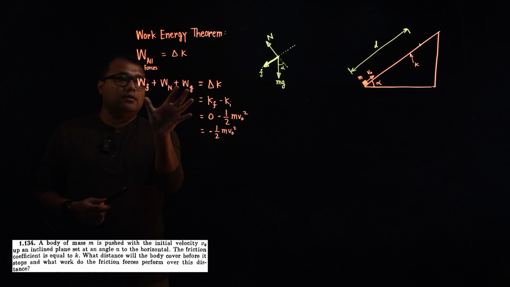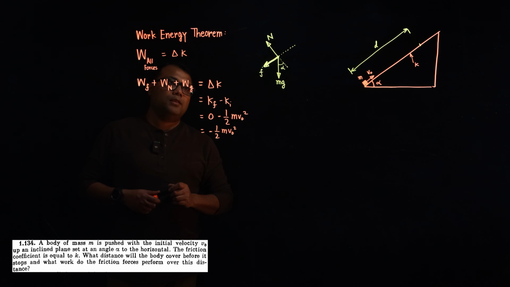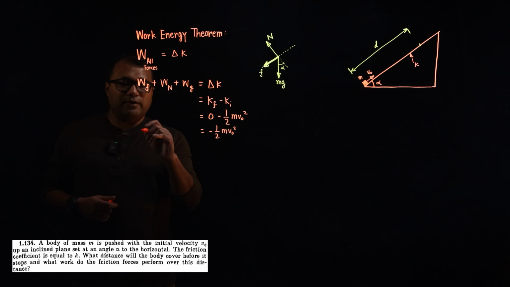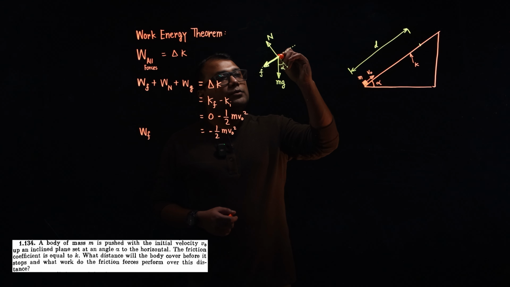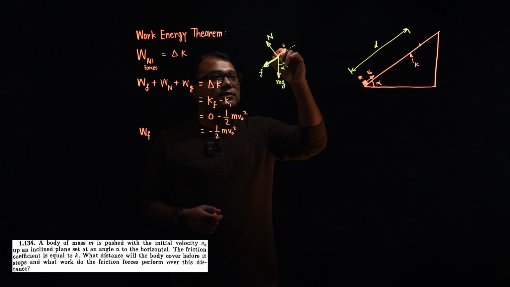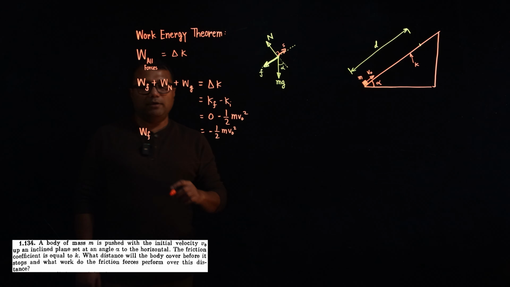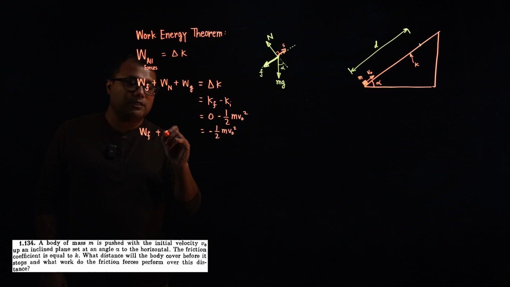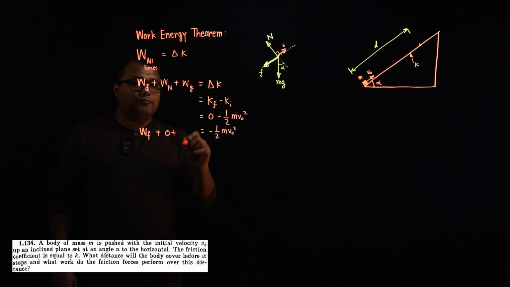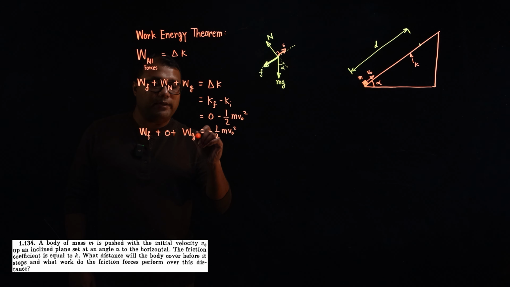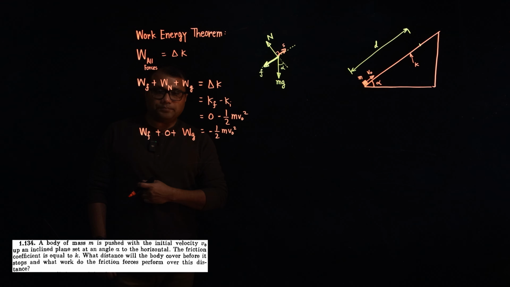Now let's take a quick look at this side. Work done by friction we have to find out. Work done by normal reaction: anytime displacement is in this direction, the normal reaction is perpendicular to the displacement. So work done by normal reaction will always be 0. And then we have to find out work done by gravity.